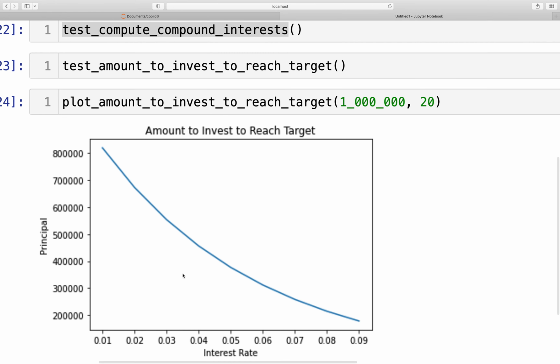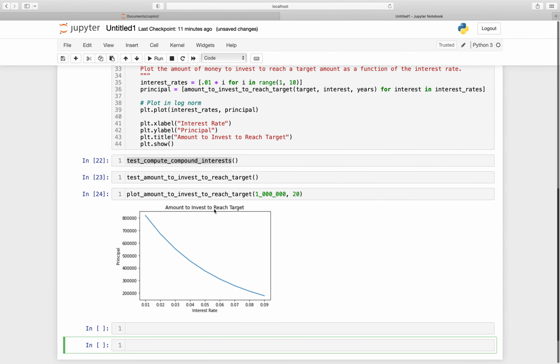Okay, so that means if I invest at 5%, I need to start somewhere roughly around... okay, let's say at 4%, I need to invest 400,000. At 8 or 9%, I need to invest only half as much. So we really see the impact of the interest rate.